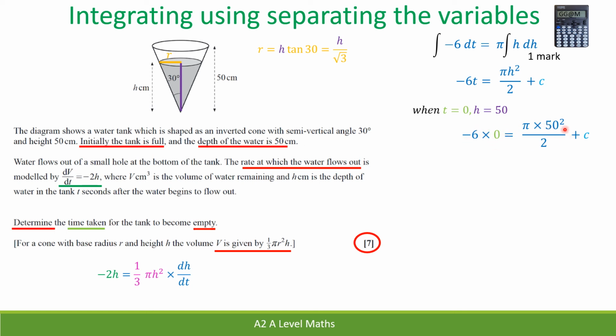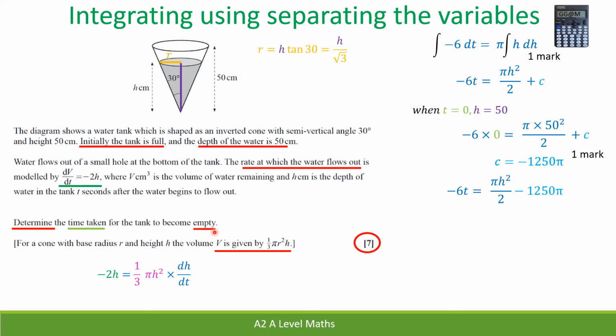On your calculator, you can work out 50 squared divided by 2, and that will give you minus 1,250 pi for your next mark. From here, we can substitute this back into the equation. So I've got minus 6t is equal to pi h squared over 2 minus 1,250 pi. The question wants to find the time. So we've got to find the time when it becomes empty.